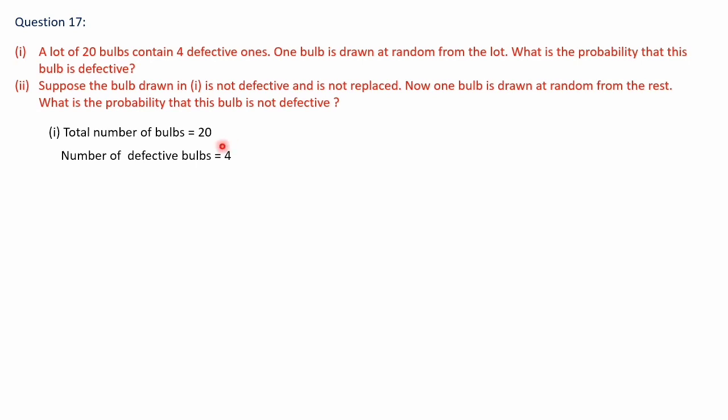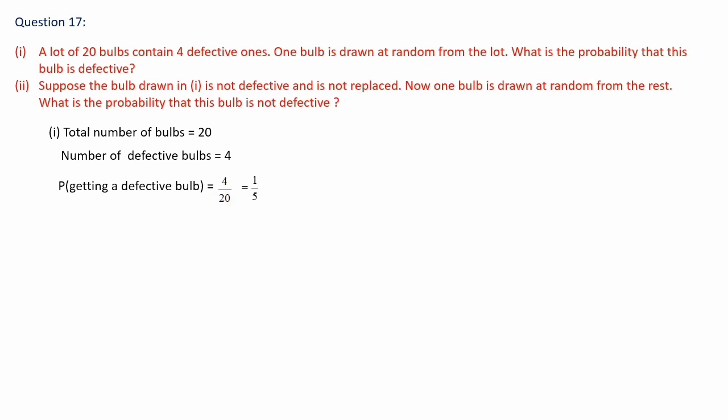Here the favorable outcome is the defective bulbs, because that is what the question asks. What is the probability that this bulb is defective? So the numerator is 4, divided by the total number of outcomes 20. So the probability of getting a defective bulb is equal to favorable outcomes divided by total outcomes. Favorable is 4, so 4 divided by 20. Direct cancellation can be done with 4. 1 divided by 5 is the answer, because 4 and 20 we can cancel 5 times.